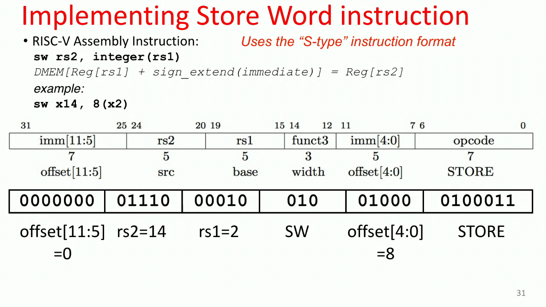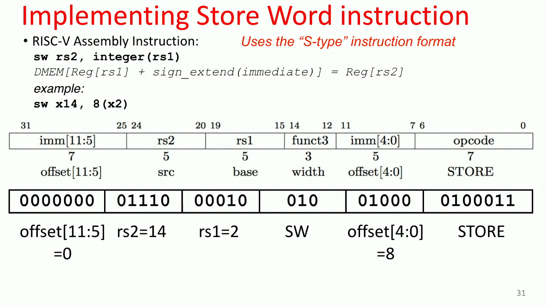This is the S-type instruction format. It has an opcode field in the usual place, 7 bits, and it says store. It has RS1 and RS2 in the usual place. It has func3 in the usual place. And then the leftover places is where the immediate is stored. And the immediate gets split up, unfortunately. The low 5 bits of the immediate are here, and the upper 7 bits are located in this position up here.